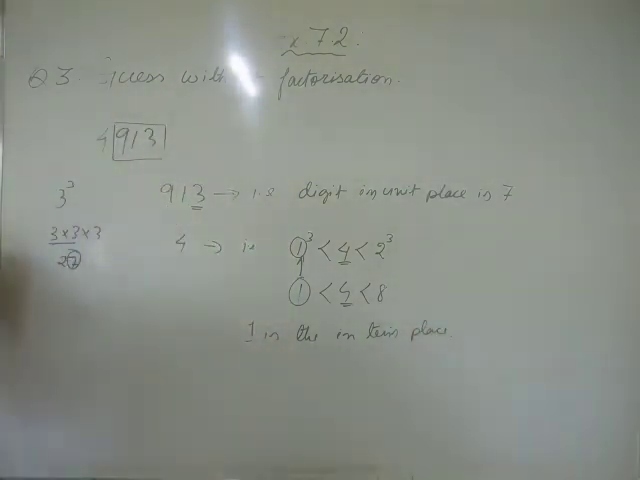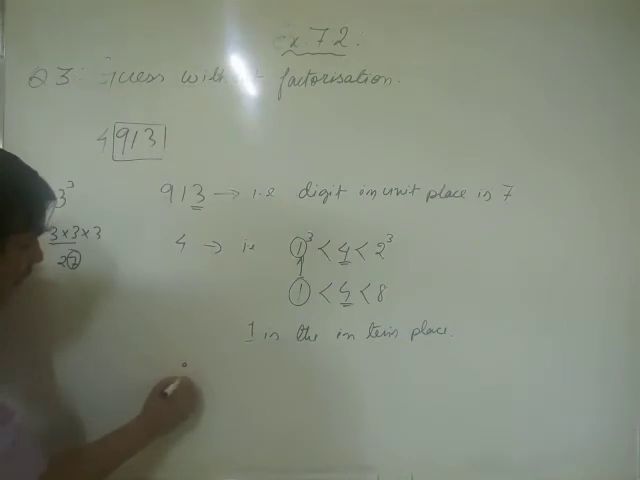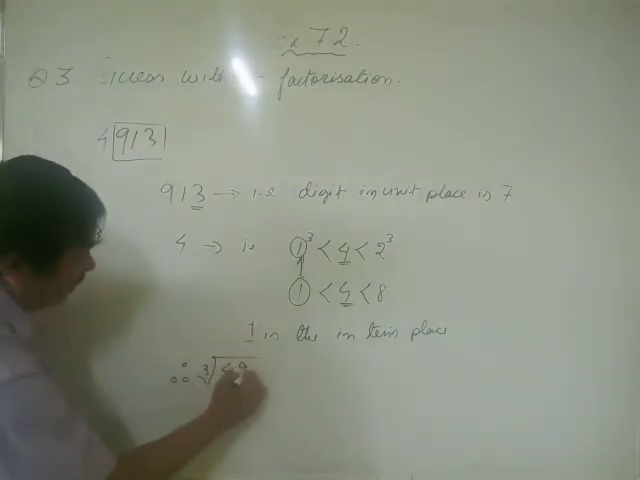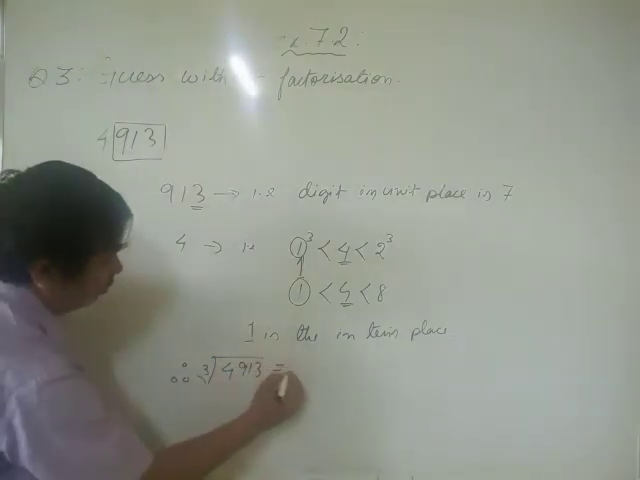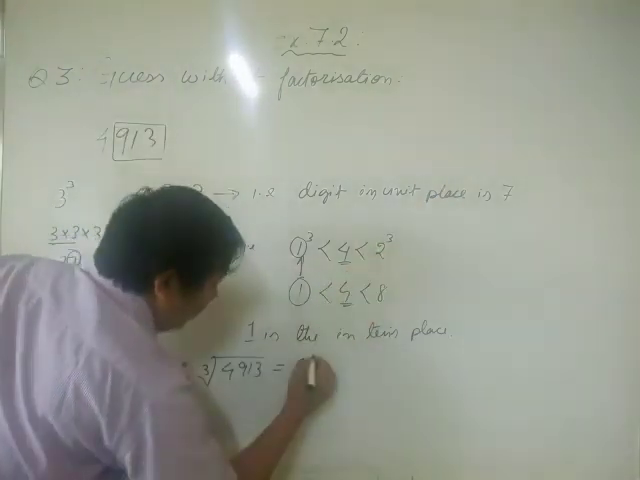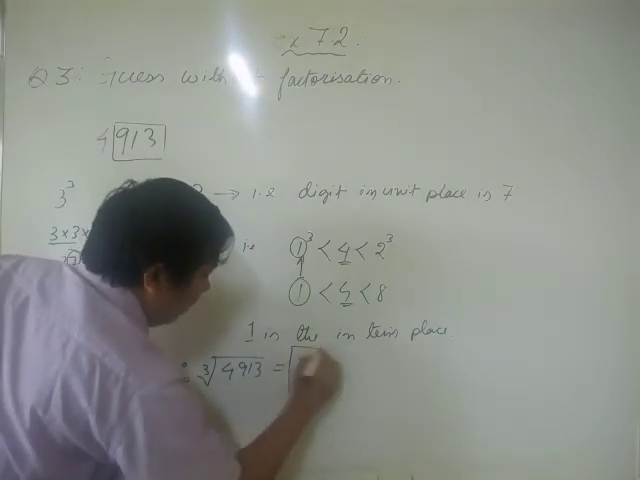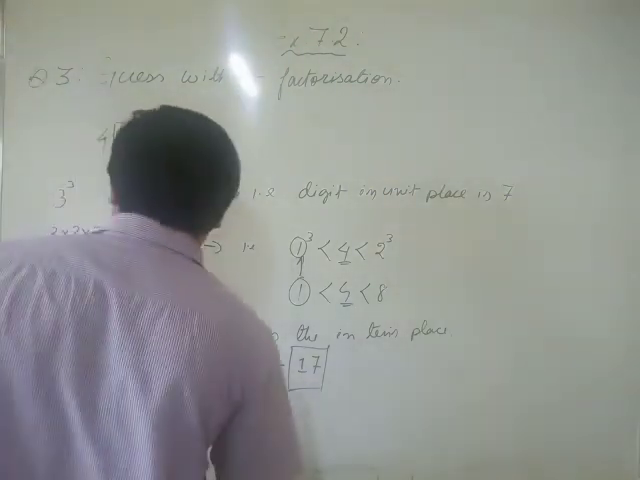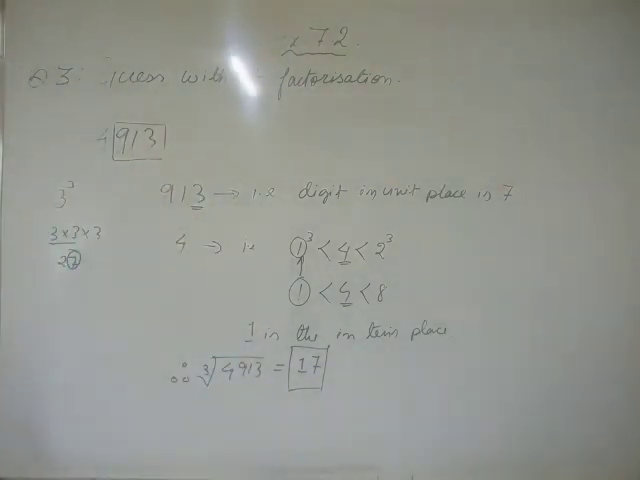Okay. Then what is the cube root of the given number? The cube root of the given number 4913 is equal to 1 in the 10th place, 7 in the unit place. 17 is the answer. Like this we can do it. One more I will do. Okay. Let's see. Note down this.